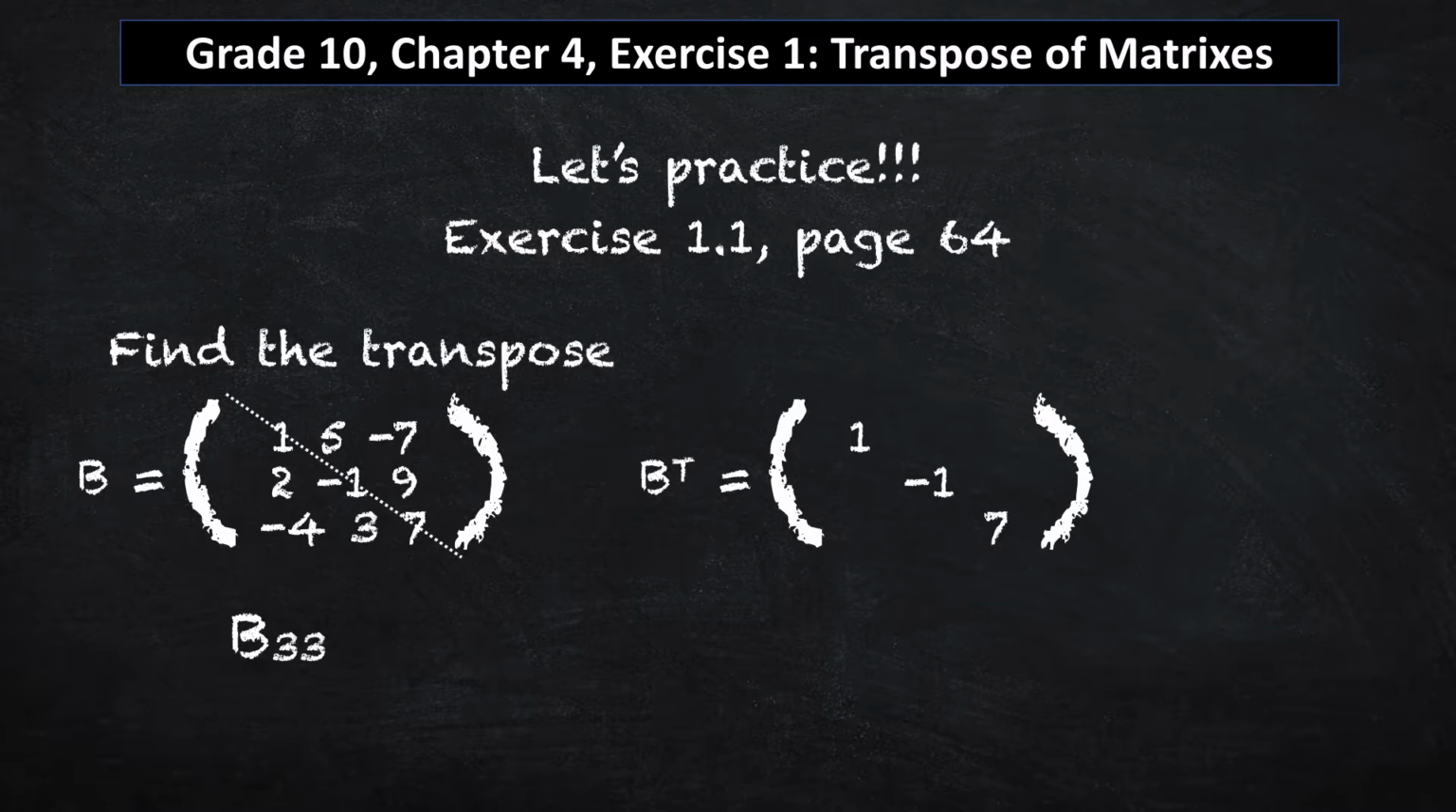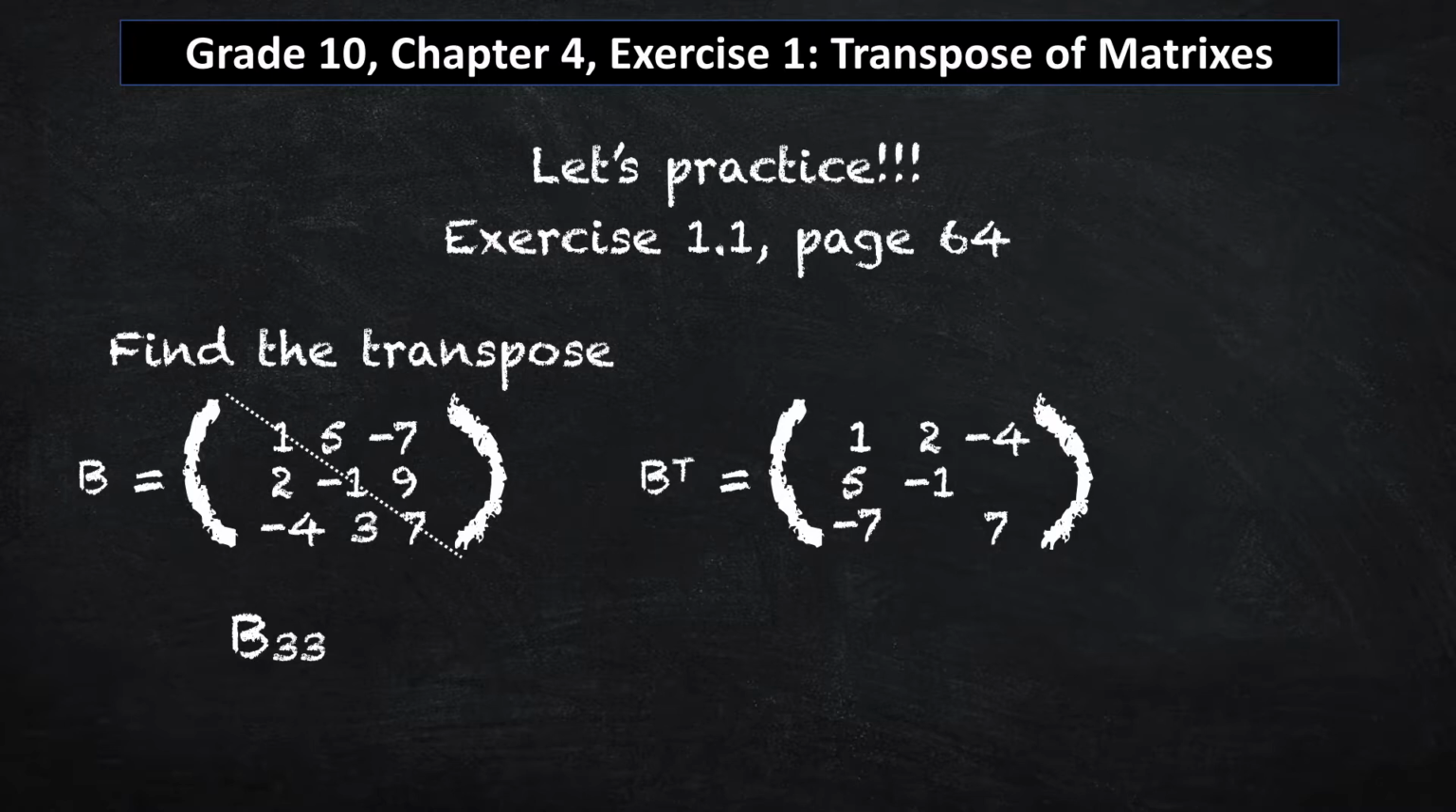Then the first column of the matrix B will become the first row of the transposed B matrix. You see that in the first column of B we have the elements 1, 2, minus 4, and they will appear in the first row of the transposed matrix: 1, 2, minus 4. In the same way, the elements that were in the first row of the B matrix will take the place of the first column in the transposed. So in the first row we see 1, 5, minus 7, that will become the first column: 1, 5, minus 7. Okay, we can play the game again.